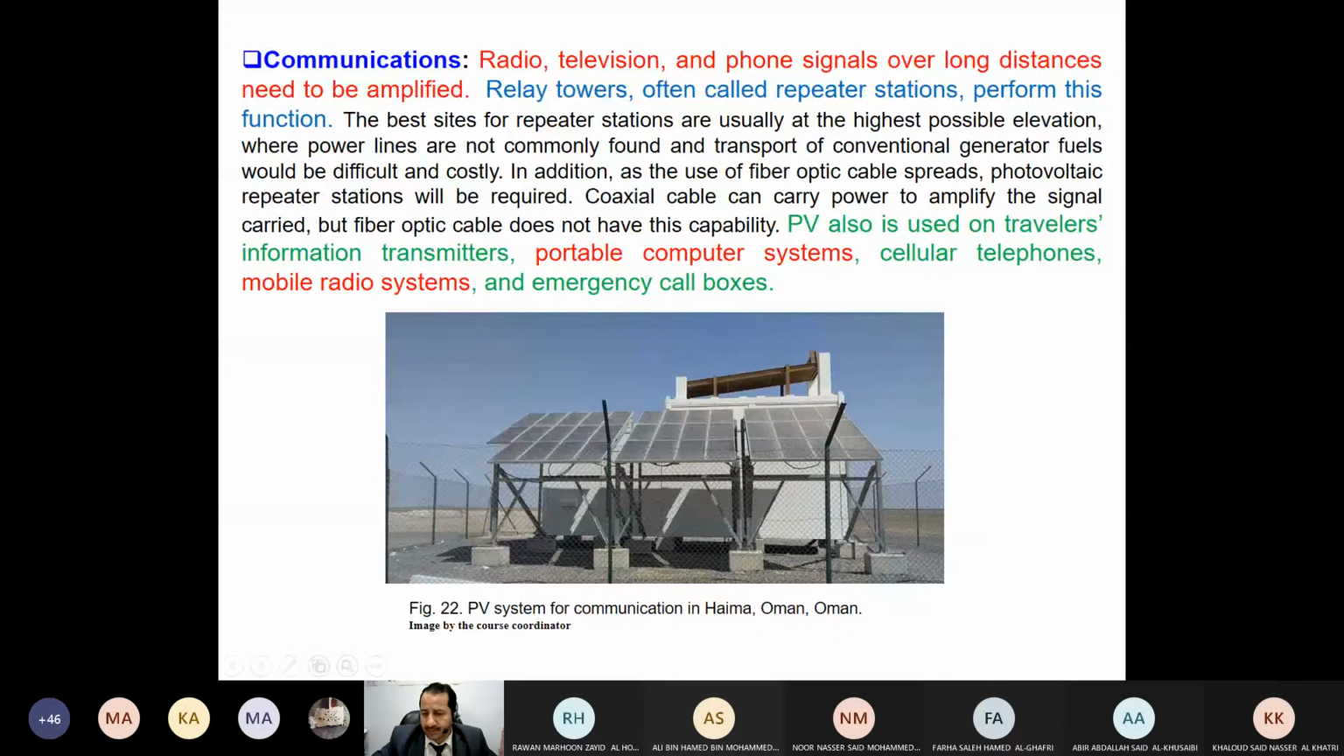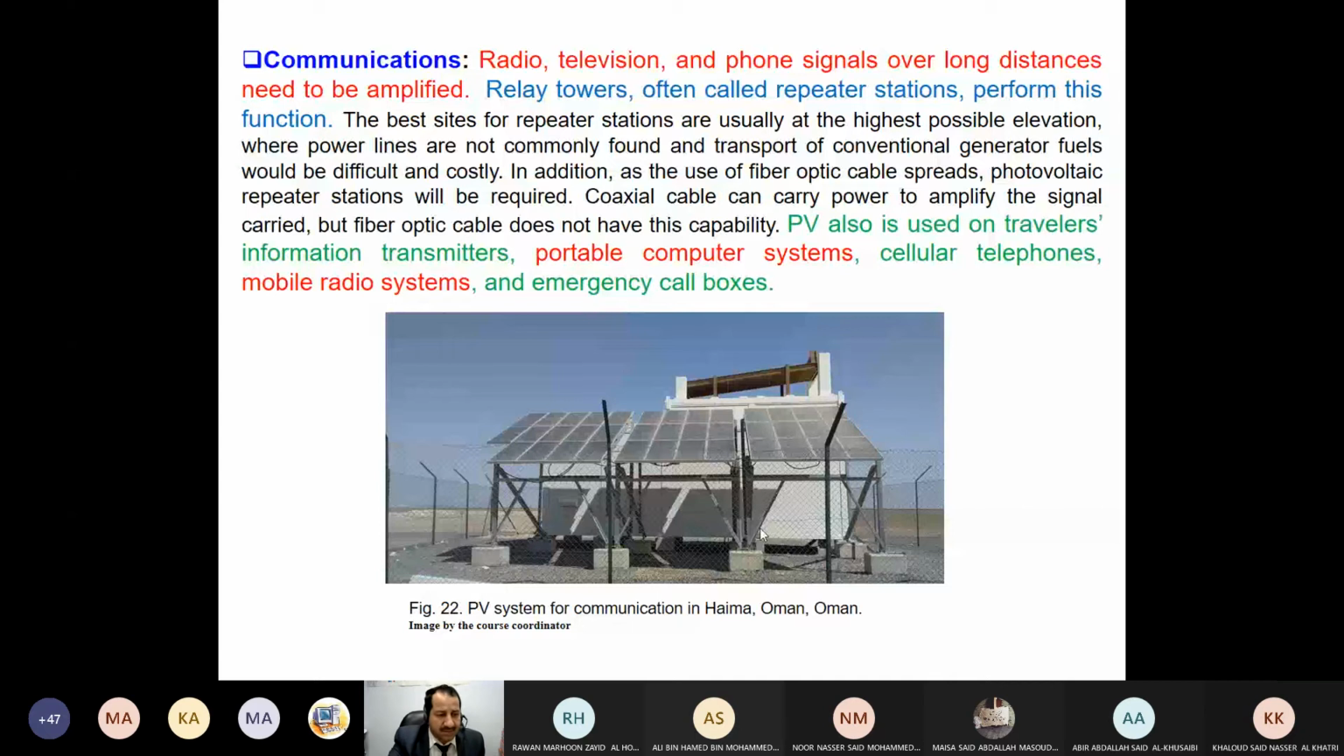Communication. For communication, if you go near the mountains here in Oman, you see some communication towers on the top of these mountains, and how do they provide electricity for their communication devices there? We cannot connect to the grid. It's really costly and difficult. And using a diesel generator, you need fuel. You have the problem of fuel. Solar cell is the best option here.